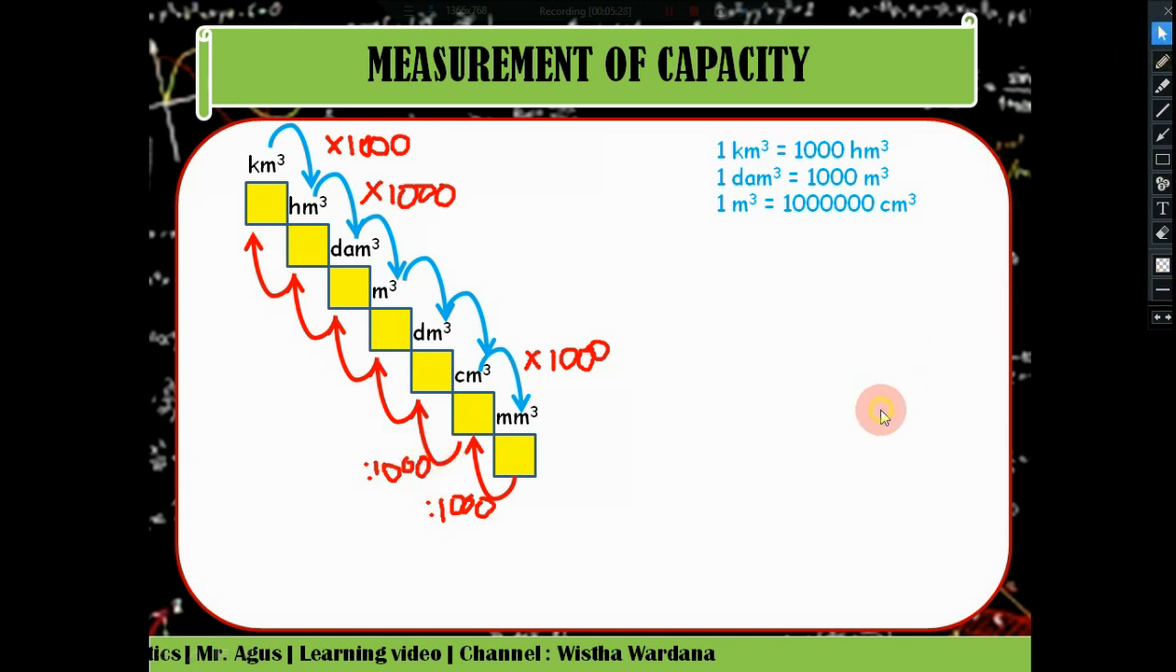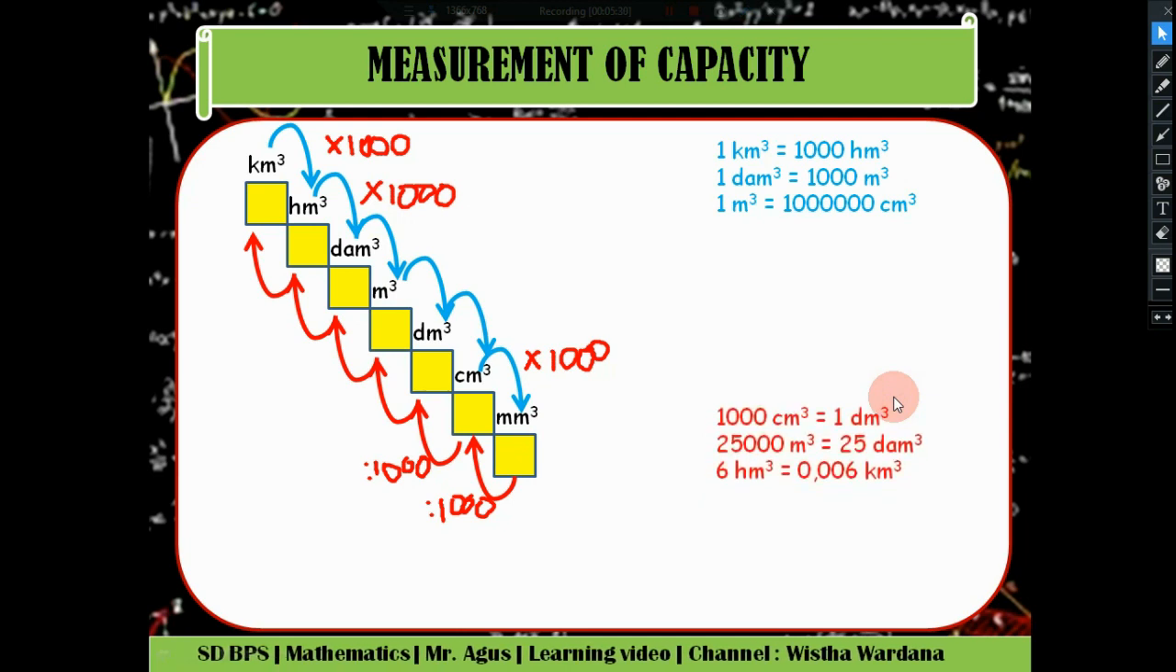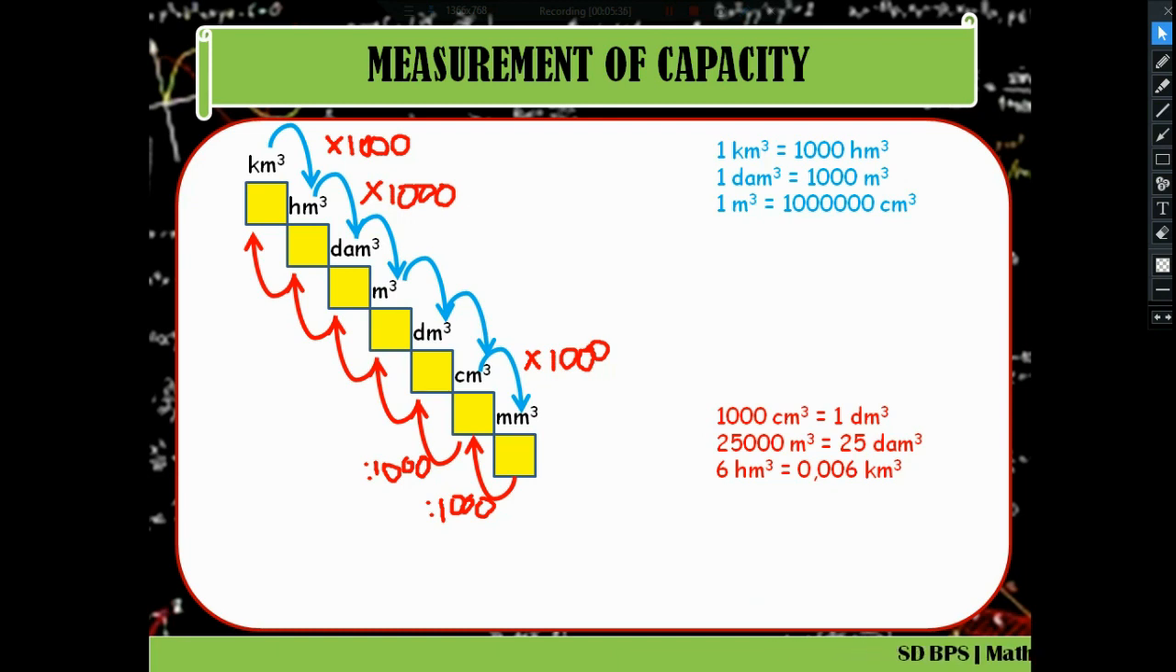So that if you have 1000 cubic of centimeter and would like to change it into cubic of decimeter, you know we have to move up 1 step from cubic of centimeter into cubic of decimeter. So that you have to divide the measure by 1000 and you will get 1 cubic of decimeter.